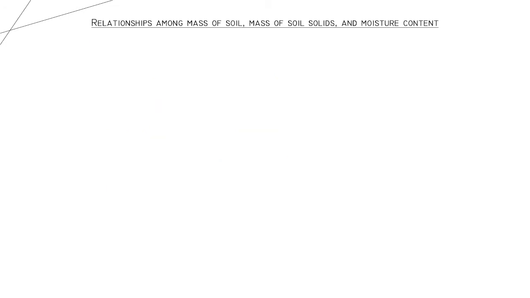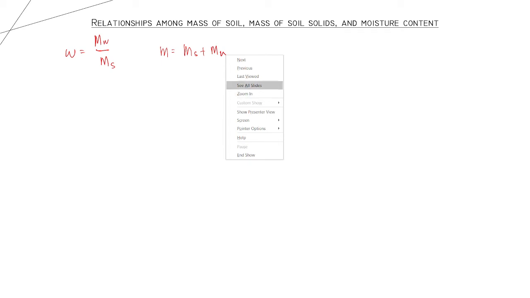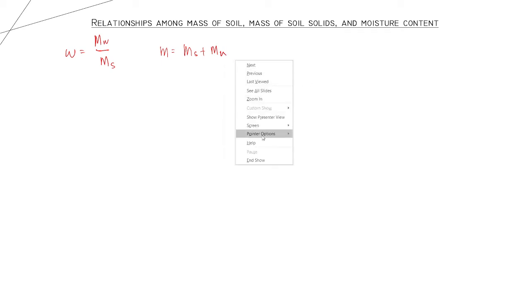So next is the relationship among the mass of soil solids and the moisture content. So again, let us recall, moisture content is equal to the mass of water all over the mass of soil solids, and we have the total mass of the soil, which is equal to the mass of soil solids plus the mass of water. Mass of water.